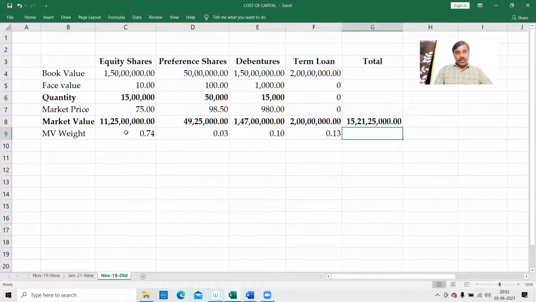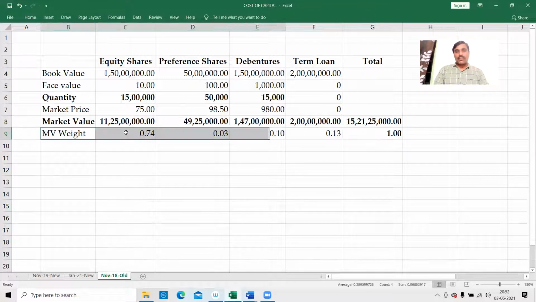And the total will be 1. So these are the market value weights.